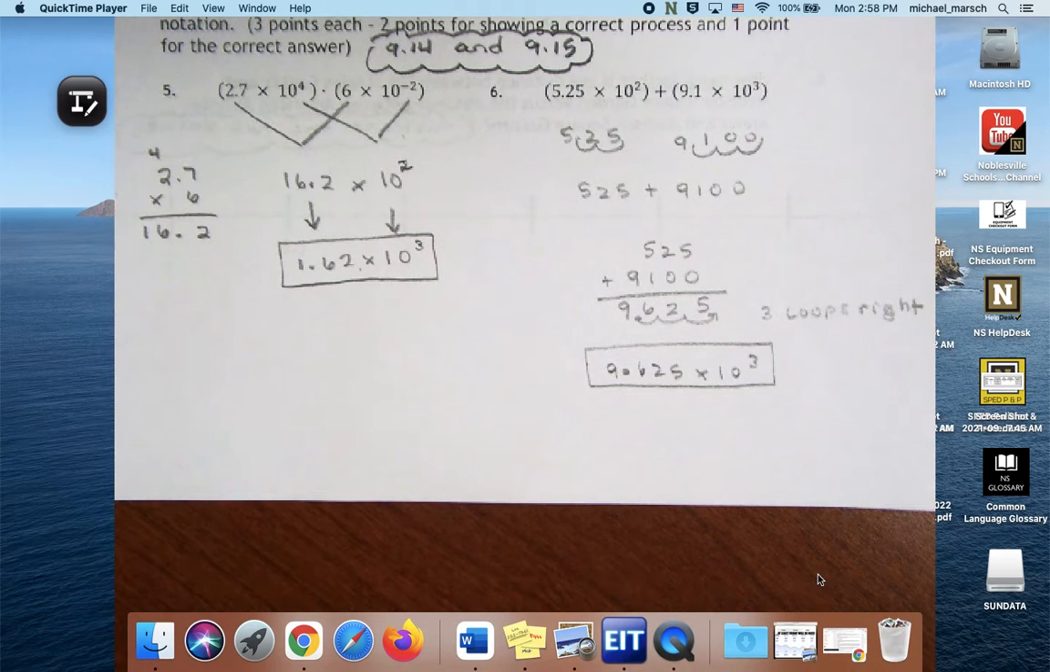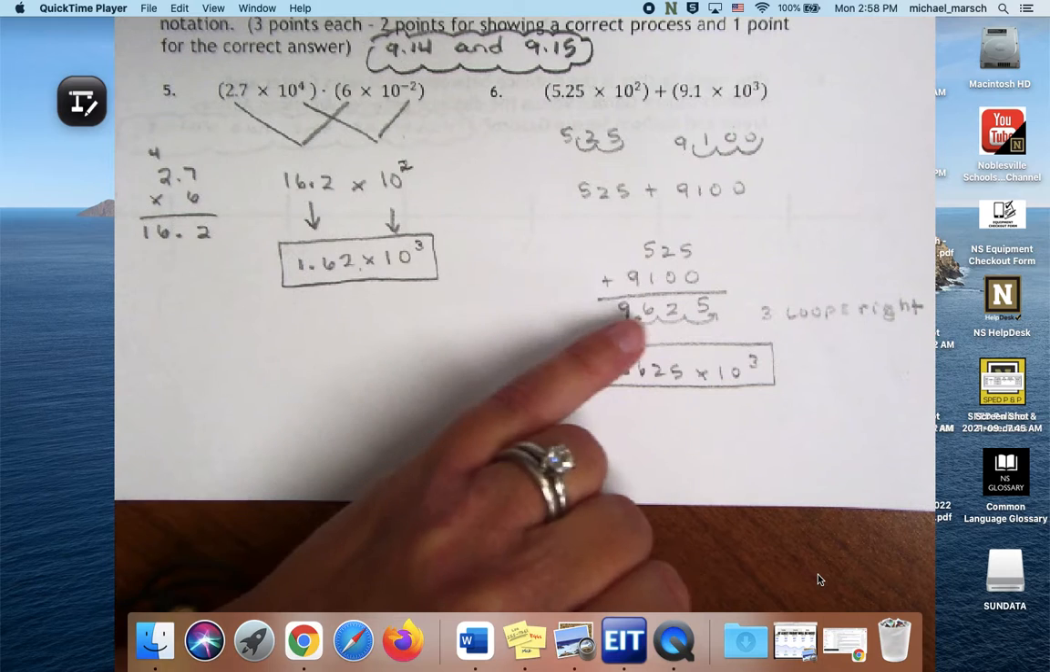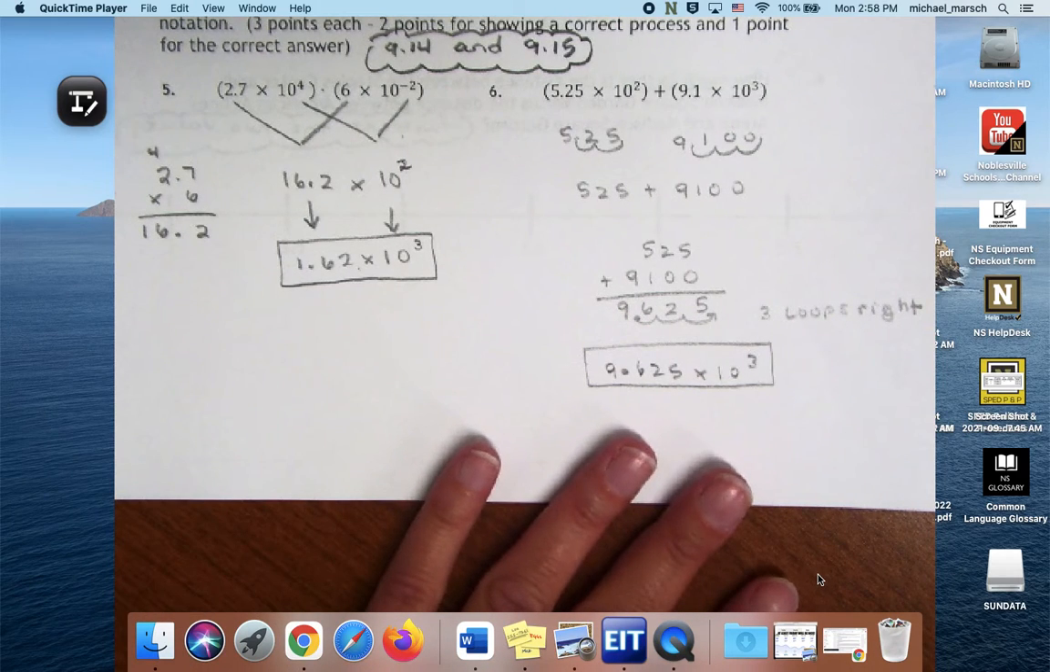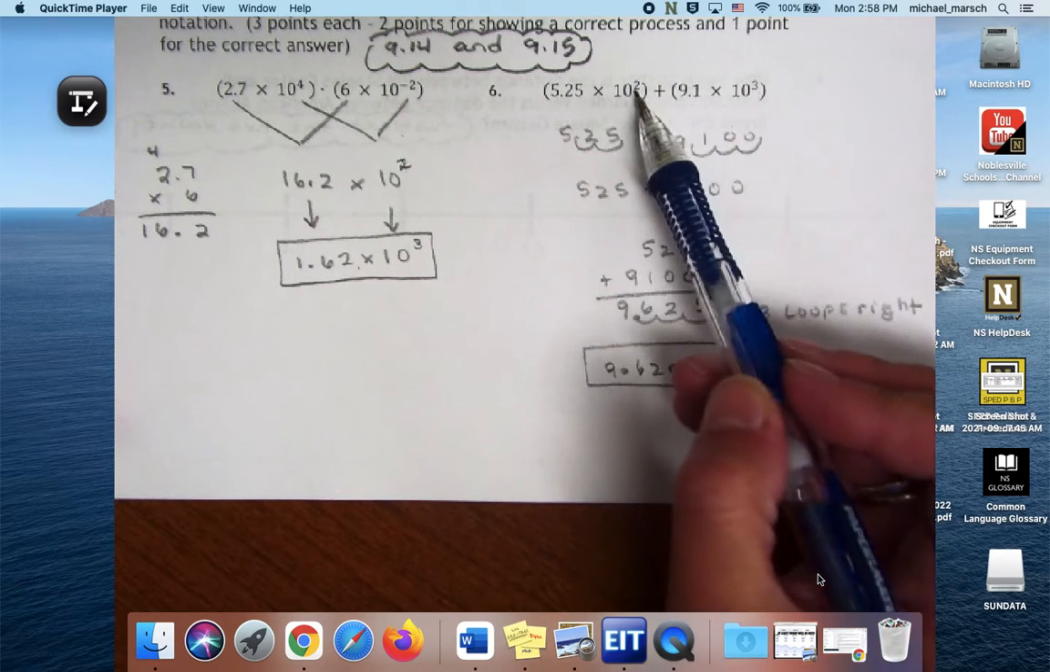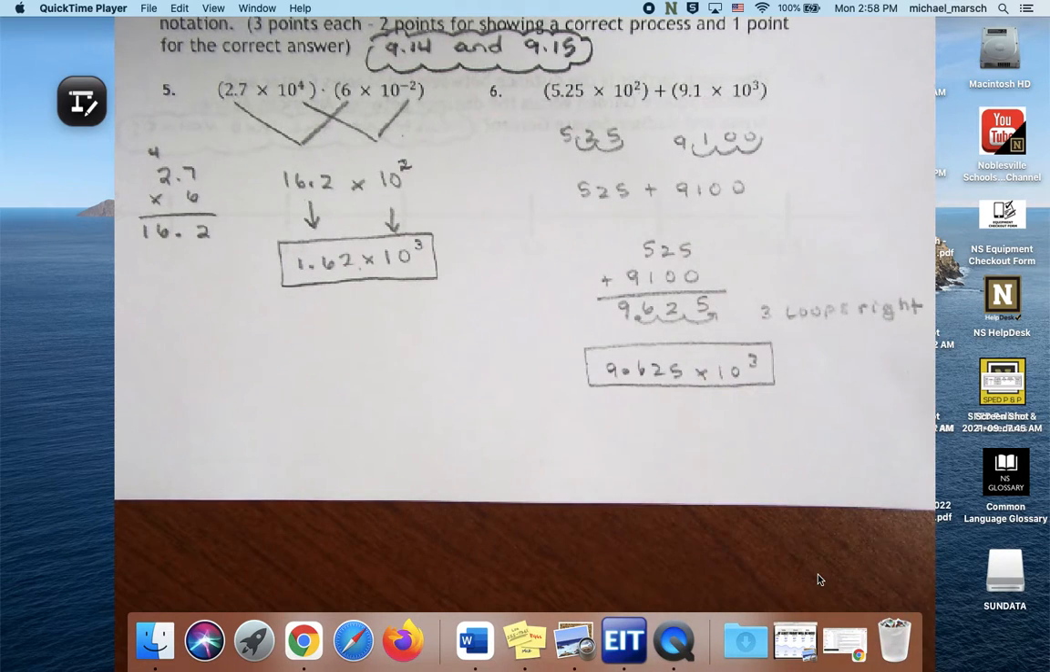You forgot to put it in standard first? Yeah, because you will not get the same answer if you just try to add the numbers. Because these different exponents tell you they're going to have a different number of digits. But that's why we're going over it.